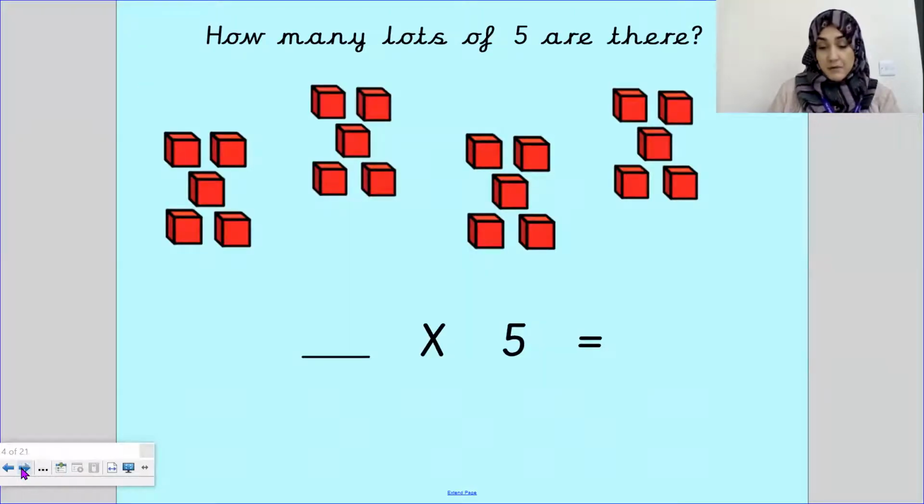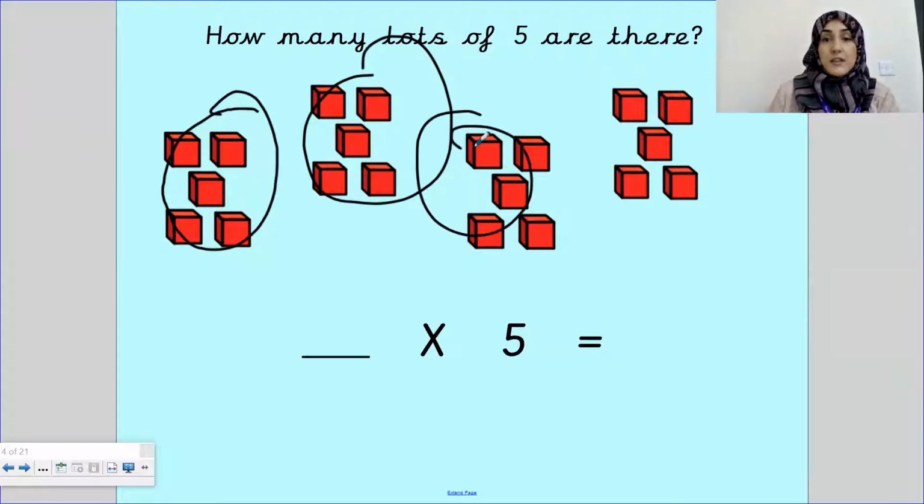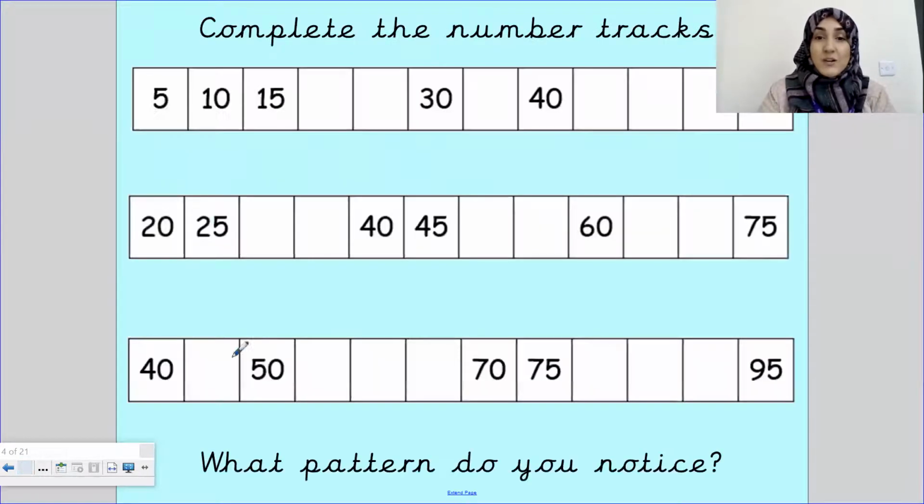Can you help me, Morris class, to count how many lots of 5 there are? Pause the video here. Well done. There are 1, 2, 3, 4. There are 4 lots of 5. 4 multiplied by 5 equals, well done, 20. Fantastic. Good job.